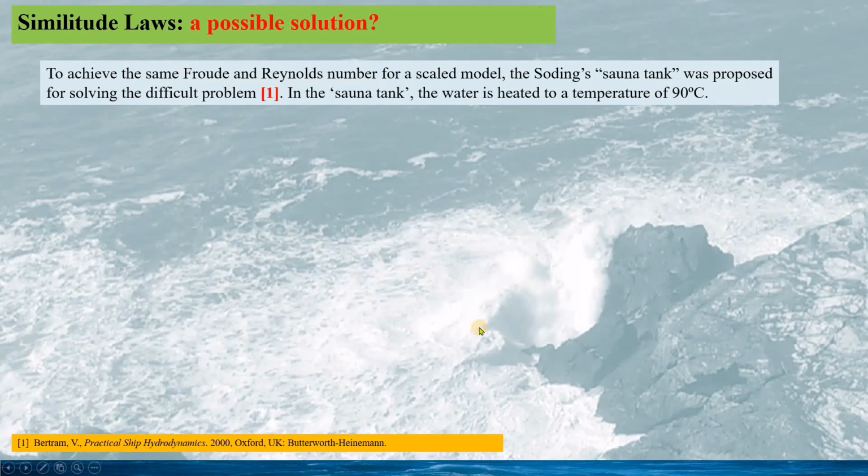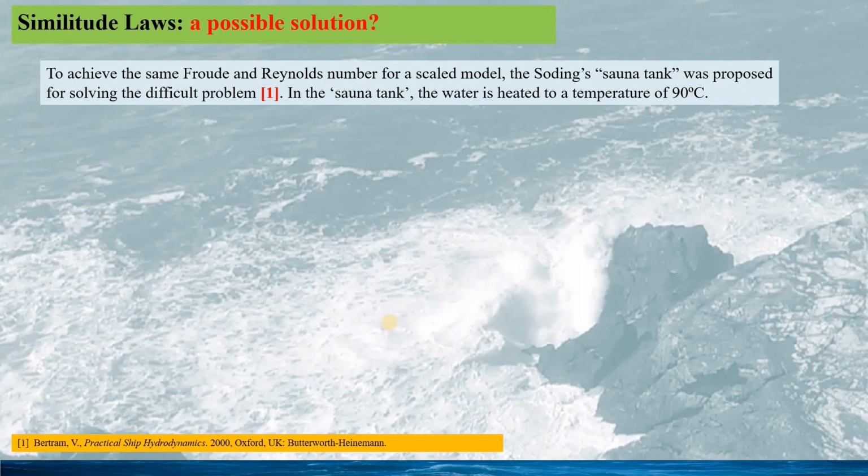From the previous two examples, we can see it is a reality for a scale model. We cannot achieve the Reynolds similitude and the Froude similitude at the same time. However, the similitude laws require both similitudes.